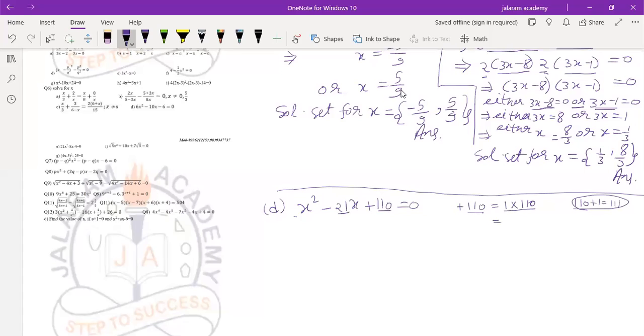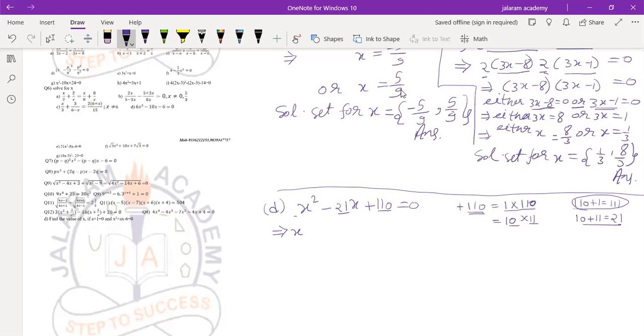Now if we transfer this 0 to the 1, it becomes 10 and this becomes 11. Still the product is 110. Is that clear to everyone? Yes, sir. And now if we add these two factors, 10 plus 11 equals 21. It means this is the required pair of factors. Understood?